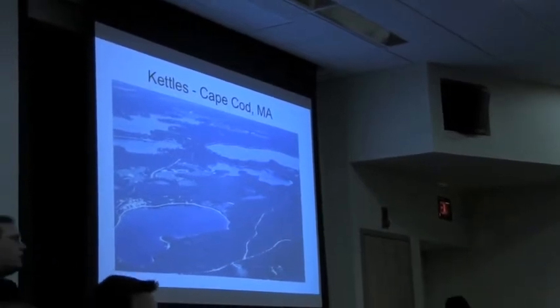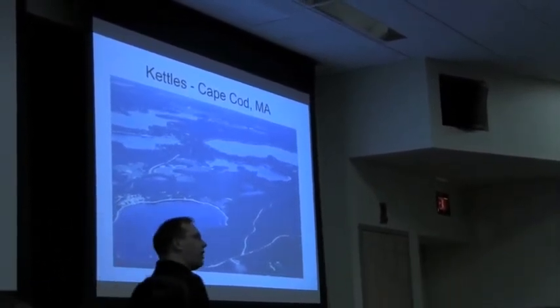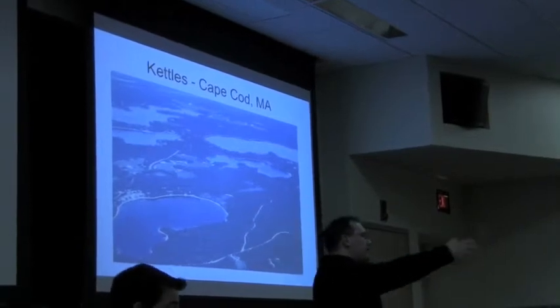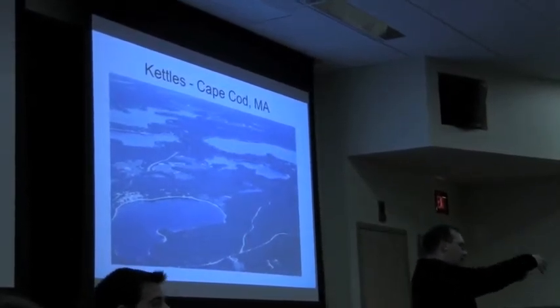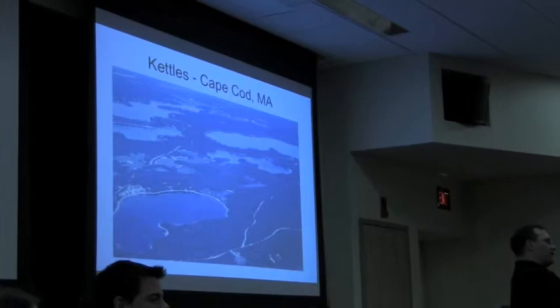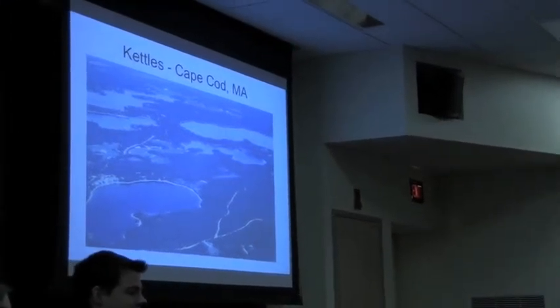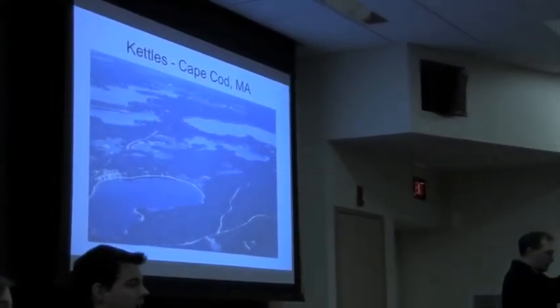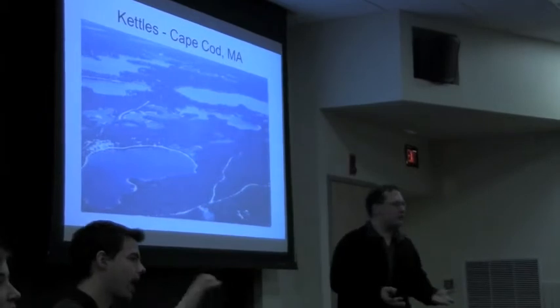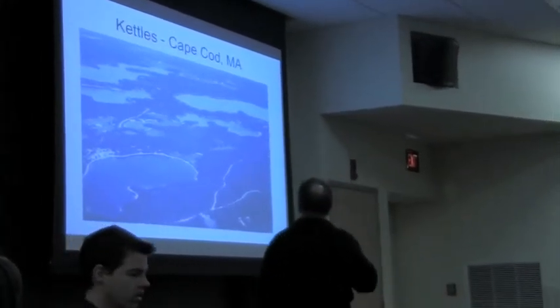Kettles are another feature. Kettles are formed when blocks of ice break off from the edge of a glacier and get buried in sediment from the glacier. So you've got a region of ice that's packed into sediment, and then when that ice erodes, you're left with a hole. That hole has steep sides, and it can fill with water, from rainwater or from river water if you're below the water table. The hole itself is what's called a kettle, and when it fills with water, it's called a kettle lake.